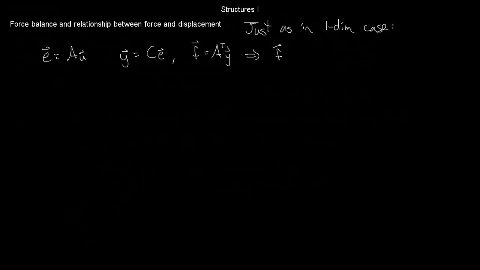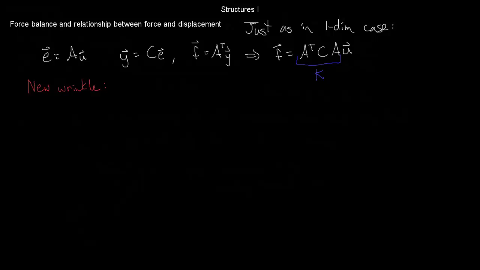So again, you can do that substitution game that we did in the last video. That means that the force is A transpose times C times A. C, remember, is this diagonal matrix, and A is the matrix that we constructed, times U. I'm going to call that thing K. And in an ideal world, this K thing would be positive definite.